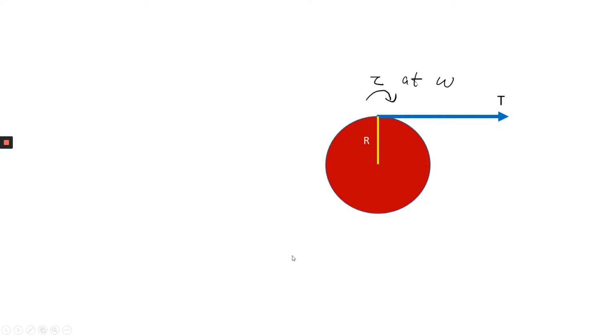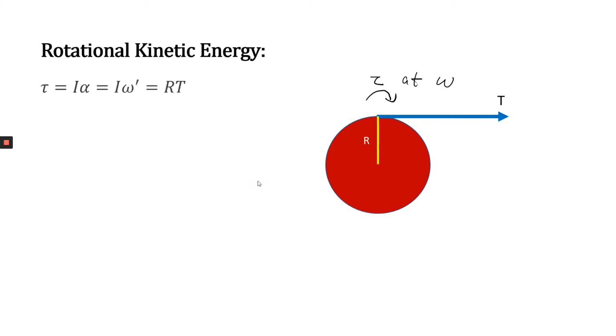So for the rotational kinetic energy, since the force is acting on the edge of the disk, the disk is actually spinning. While it's spinning, the force in this case is actually the torque. Then we use another version of Newton's law, which is tau equals I times alpha. And alpha is the angular acceleration, the rate of change of the angular velocity omega. So we can also write it as I times omega prime, the first derivative of the angular velocity.